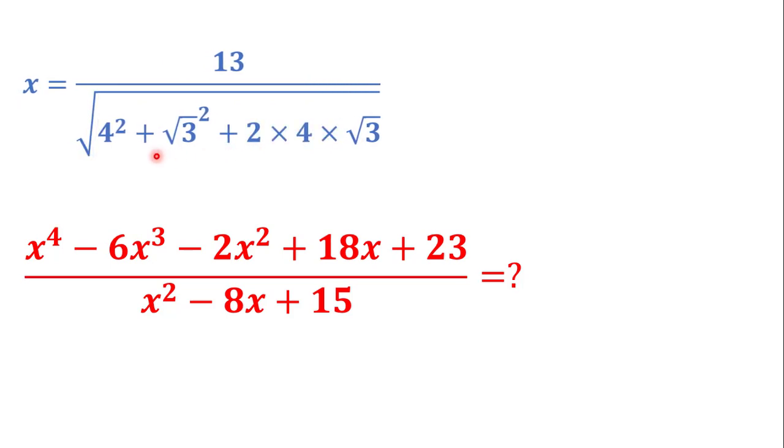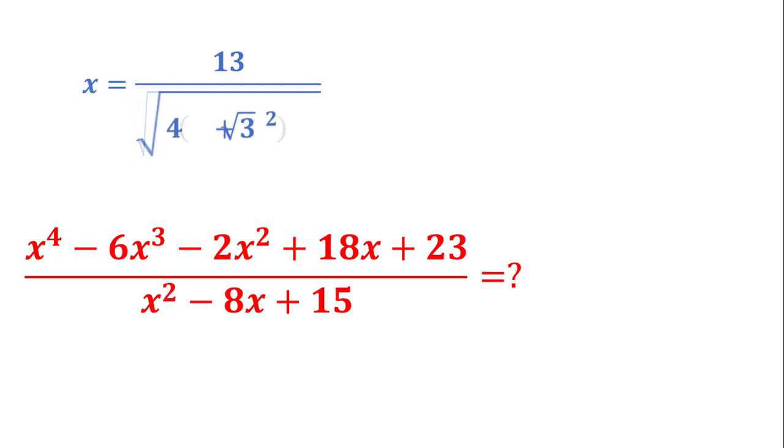And by the perfect square formula, 4 to the power 2 plus square root of 3 to the power 2 plus 2 times 4 times square root of 3 equals 4 plus square root of 3, all to the power of 2. 4 plus square root of 3 can come out from this radical, and we're going to get x equals 13 over 4 plus square root of 3.